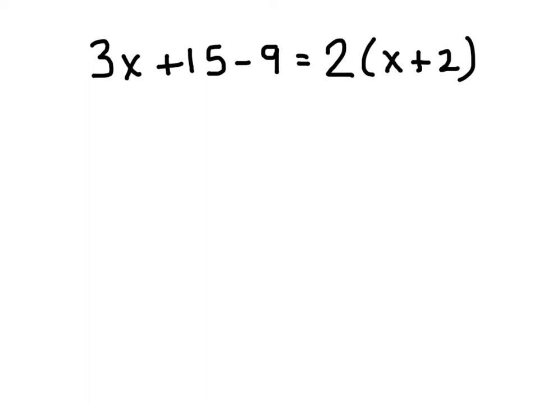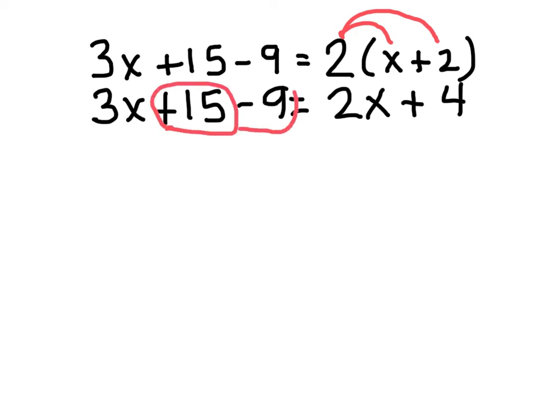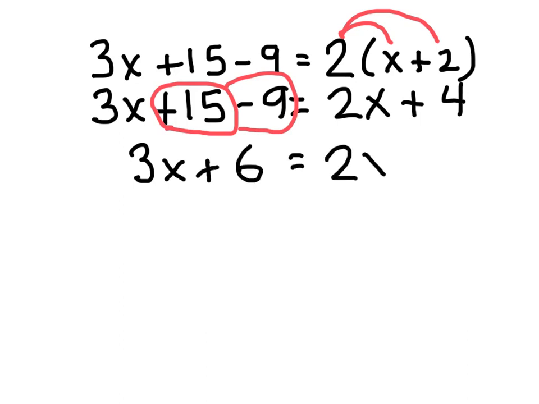Welcome back from pausing the video. Let's start by distributing 2. 2 times x equals 2x, and then 2 times 2 is 4. Okay, now let's look for like terms. Here we have positive 15 and negative 9 or minus 9. So that's going to give us 3x plus 6 on the left. And then we still have 2x plus 4 on the right.